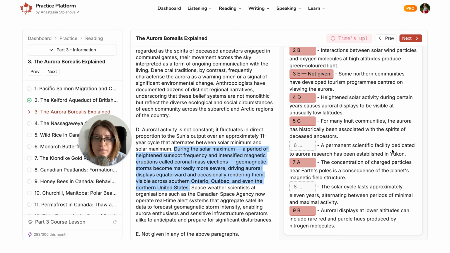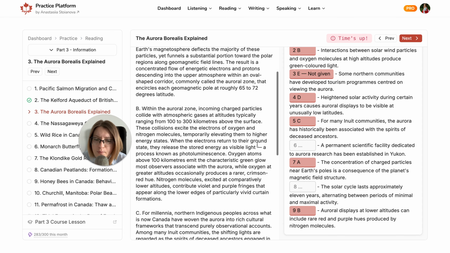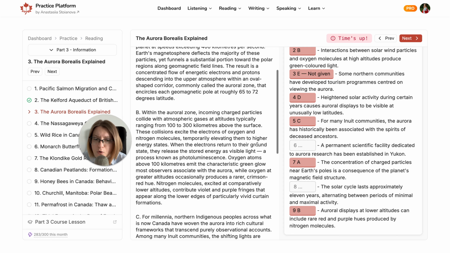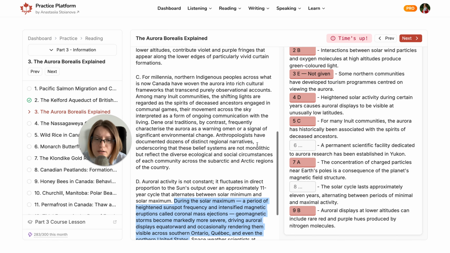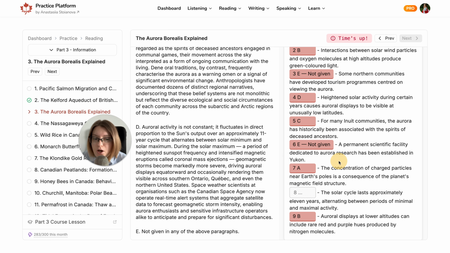Permanent scientific facility dedicated to Aurora research has been established in Yukon. Was there anything about Yukon whatsoever? Nothing. If you remember, and I'm scrolling back up to paragraphs A or B, and you can pause the video and reread them, there was nothing mentioned, and we can be sure that it's not given, you see? So we've chosen it 2 times.